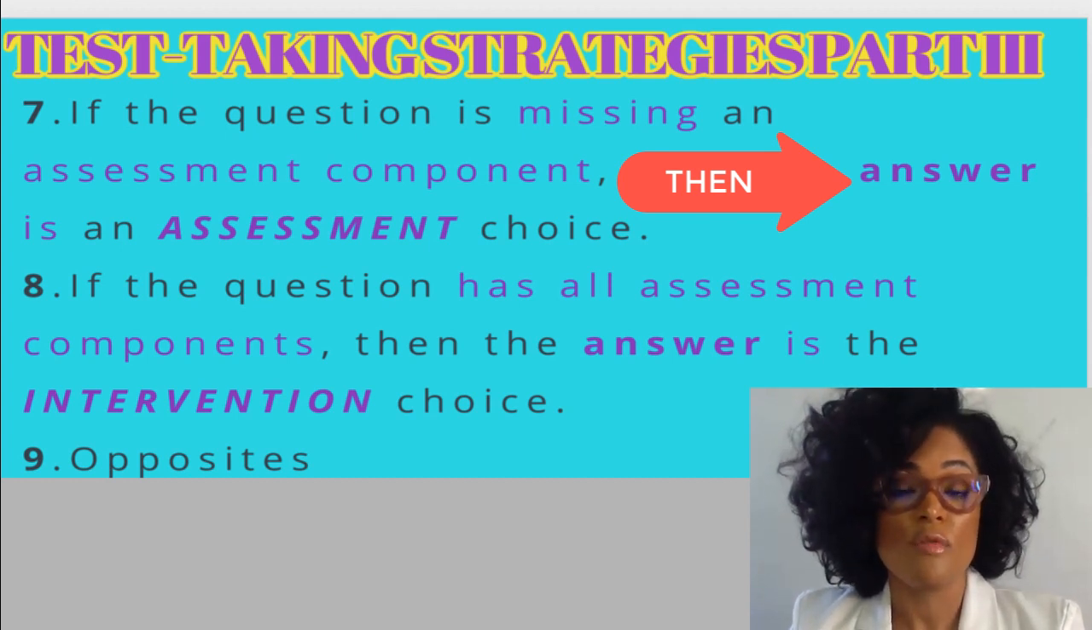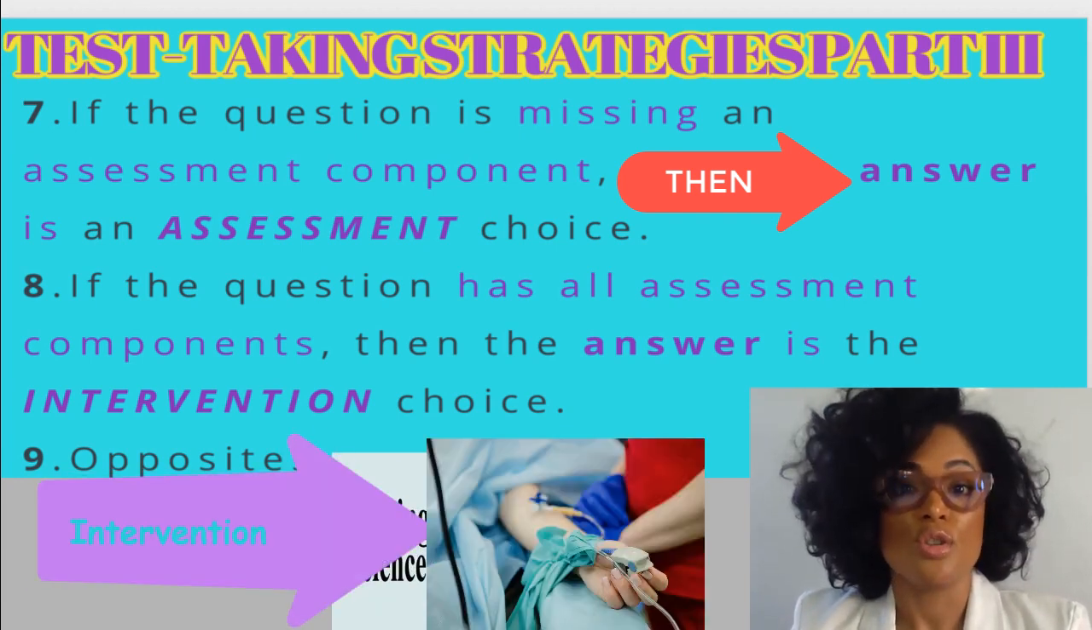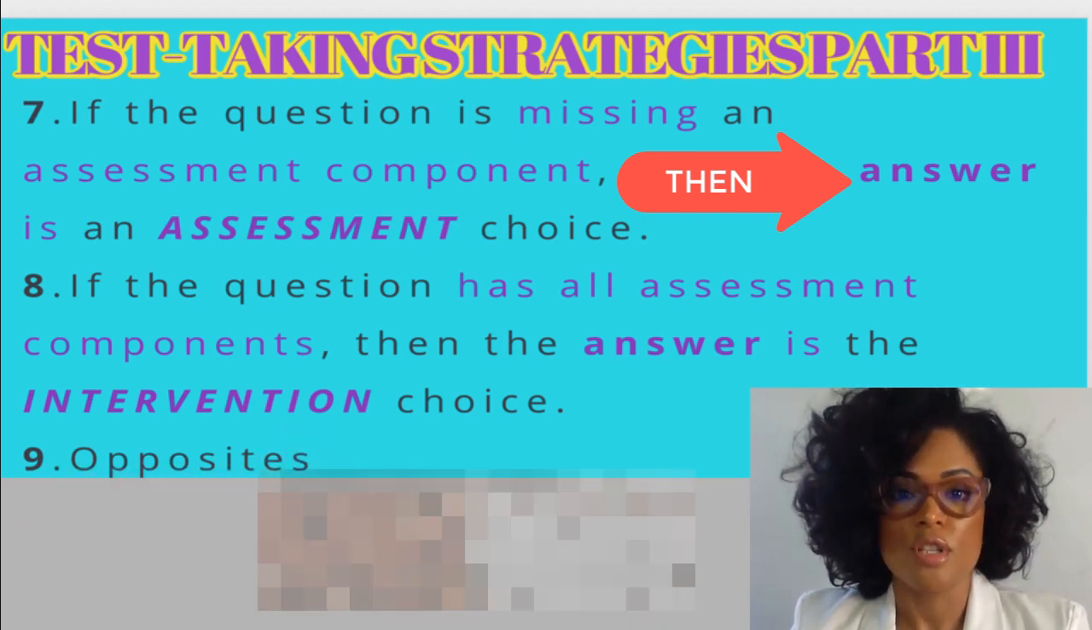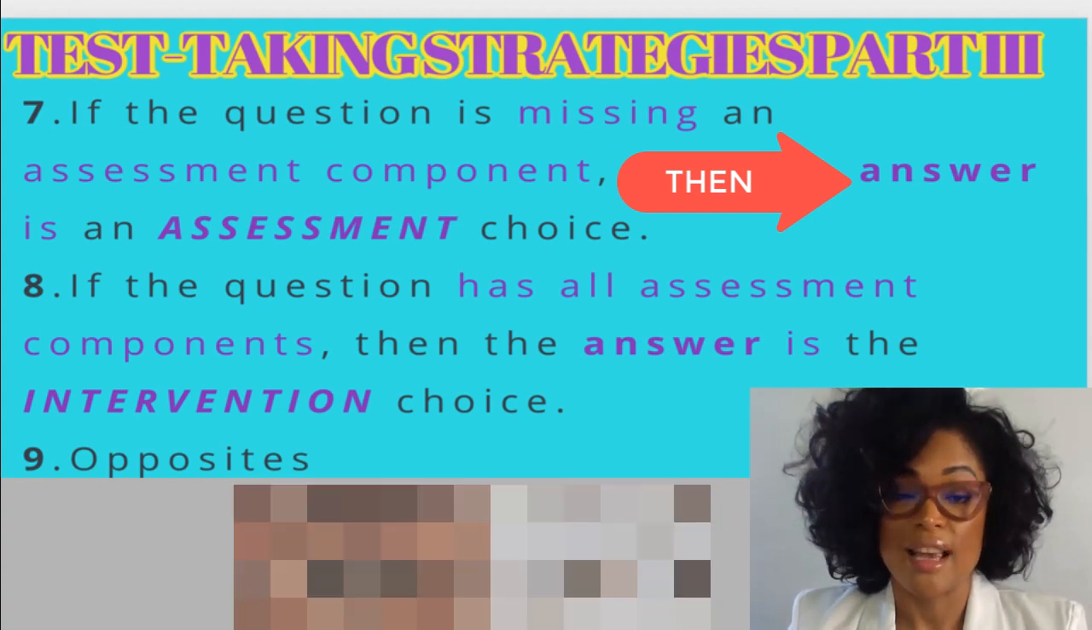So to review it before we move on to doing questions: 1, if you don't have all of your assessment components in place, which means all of the data that you need in order to make an action, the response will be an assessment choice. If you have all your assessment components, everything you need to do an action, then the answer choice will be an intervention. And make sure that you're looking at those opposite responses because more than likely, one of them will be the answer choice. Now let's start doing questions.